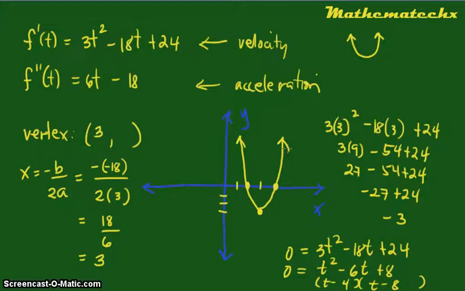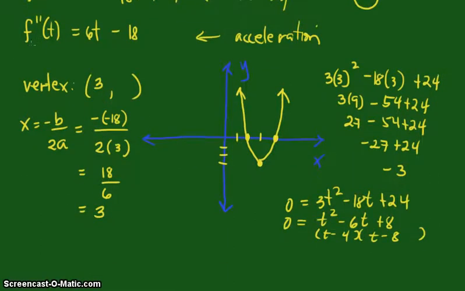Now, we need to graph the linear function, which is 6t minus 18. A line can be easily graphed by using the intercepts. First, you have to find where the x-intercept and the y-intercept are. To find the x-intercept, just simply set this to 0.